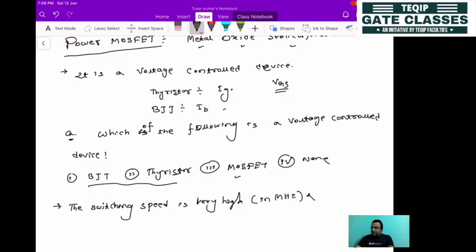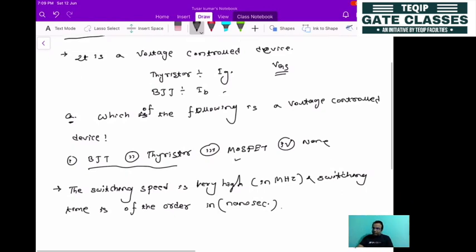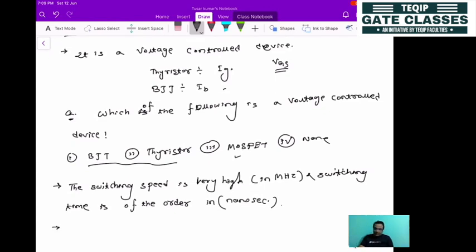And if the switching frequency is in megahertz, the switching time obviously will be very less. Switching time is of the order of nanoseconds. With a certain number of megahertz switching frequency, the switching time you can express in nanoseconds. So you can see how small the time is.